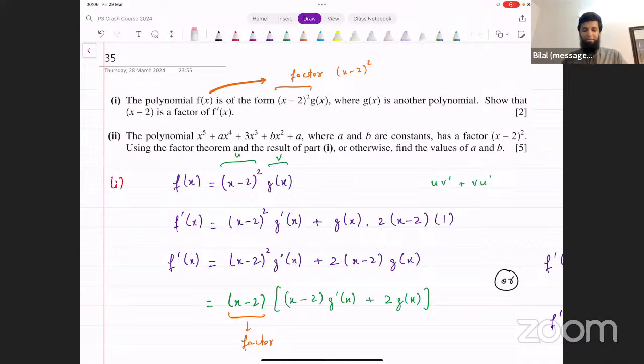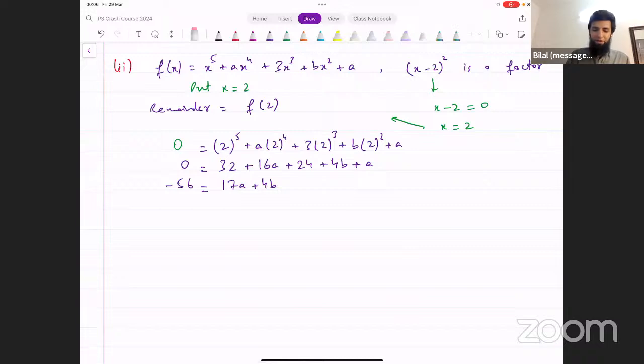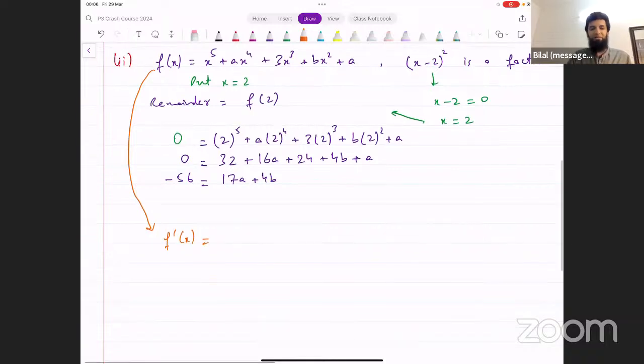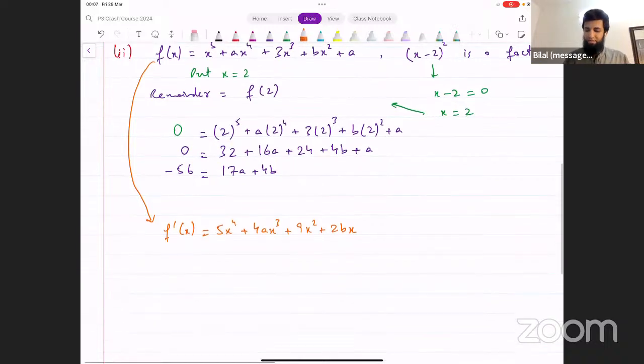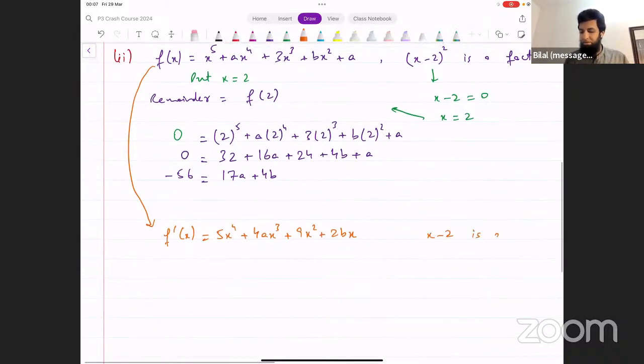So what we can do is, if we were to differentiate this function that we are given in the second part, f dash of x, which would be 5x raised to the power 4 plus 4 times ax cubed plus 9x squared plus 2bx, and a is a constant, derivative of that is 0. This derivative of f of x would have x minus 2 as a factor using the result of the first part.